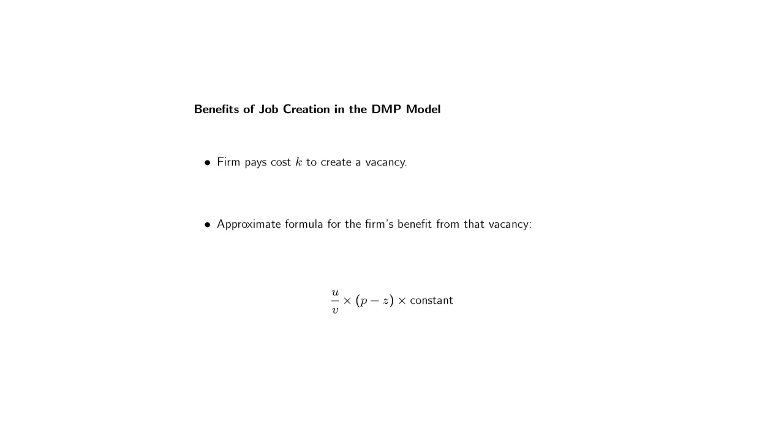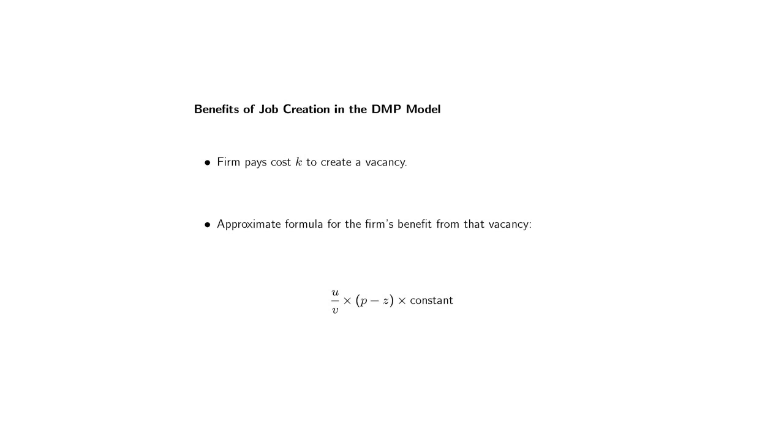Now, here's what I'm going to use the model for. I told you the firm pays a cost, K, to create a vacancy. The model delivers a slick formula for the firm's benefit from that vacancy. It's very intuitive and very clear, very easy to use. And here's the approximate formula. It's that U over V ratio times P minus Z.